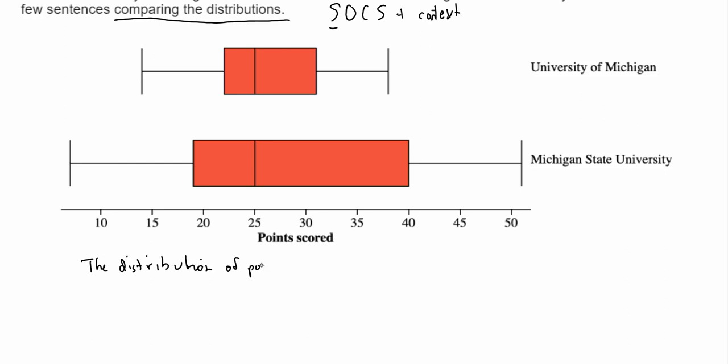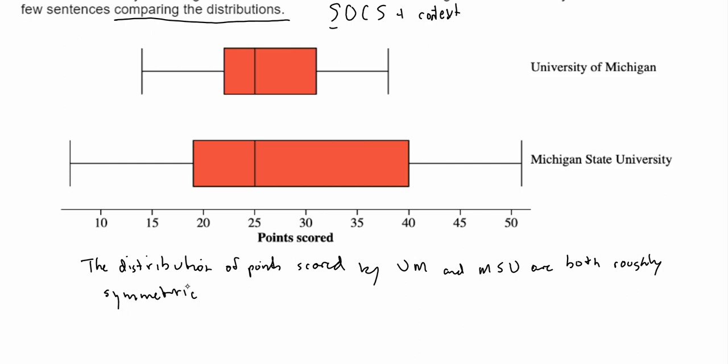of points scored by U of M and MSU are both, now if you look at that, I personally think they both look roughly symmetric. They're both roughly symmetric distributions, all right?